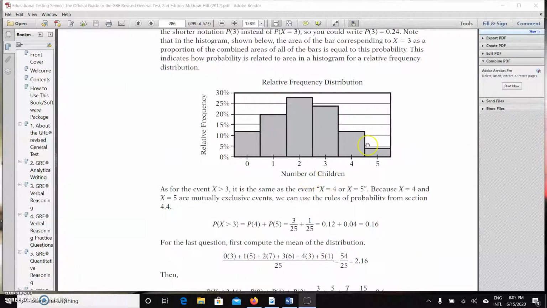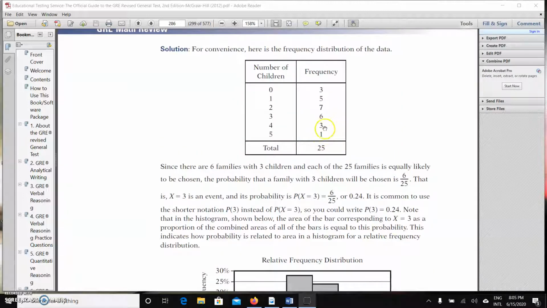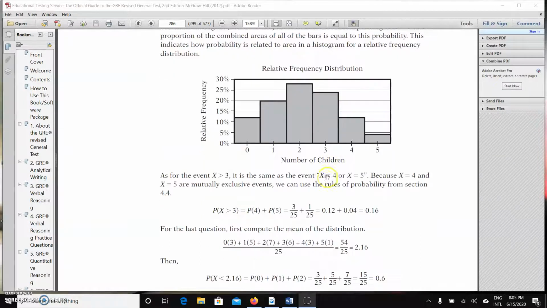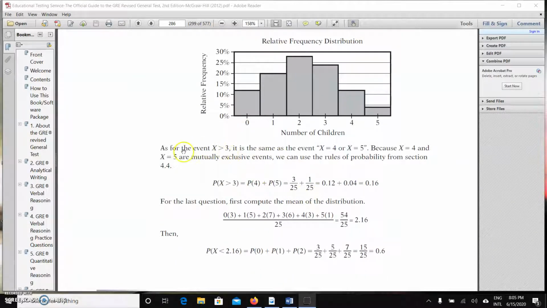Now, I don't even know why they did this, but it's quite easy for me to just add these over 25. Look at what they did. They say the event x is more than 3 is the same as the event x equals 4 or x equals 5, because x equals 4 and x equals 5 are mutually exclusive events. When they say mutually exclusive, don't forget the condition of mutually exclusive. That's just the probability of the first and the second one, and they are not talking about the intersection at all. So we can use the rule of probability from section 4.4.